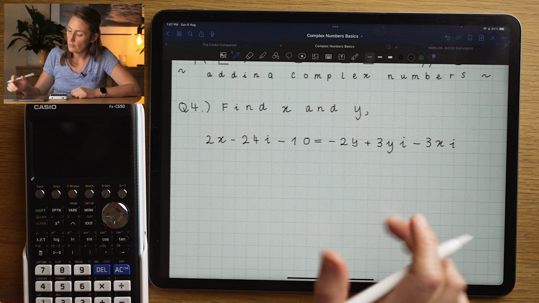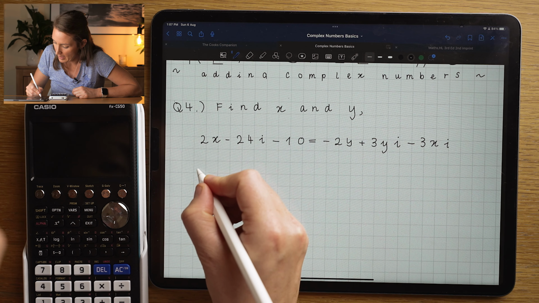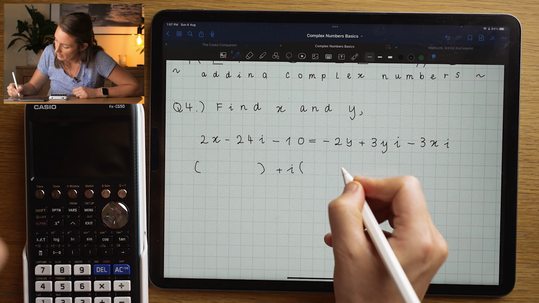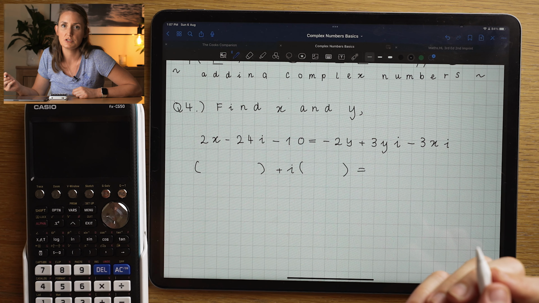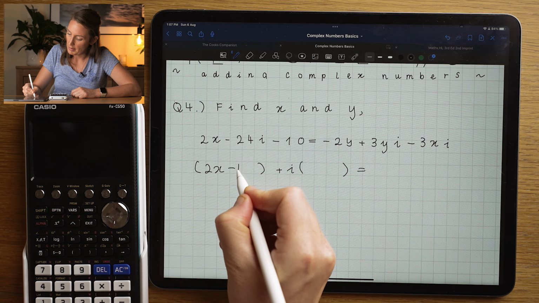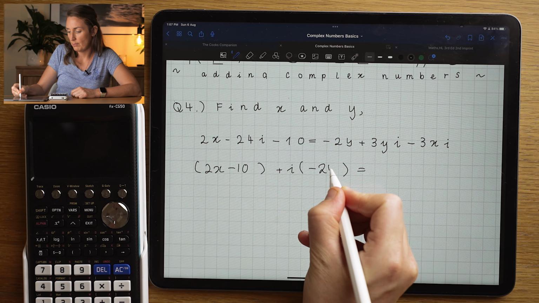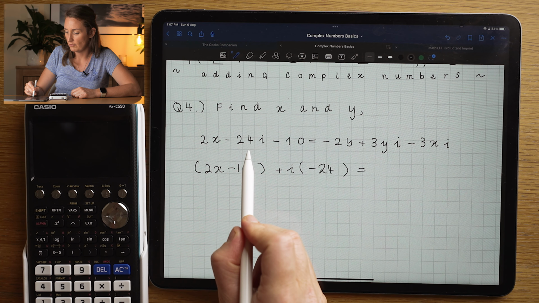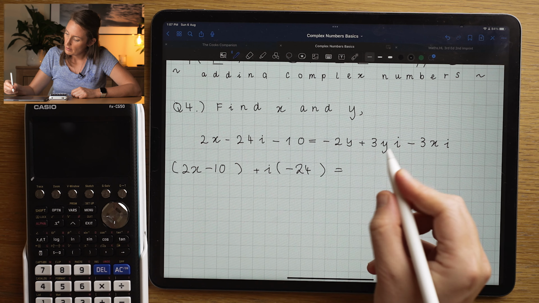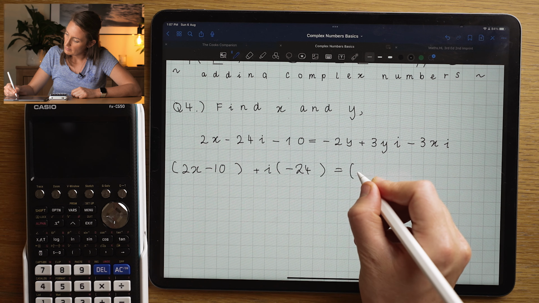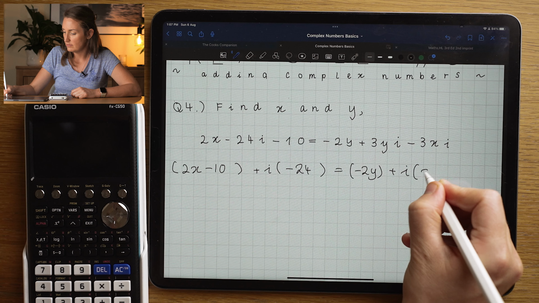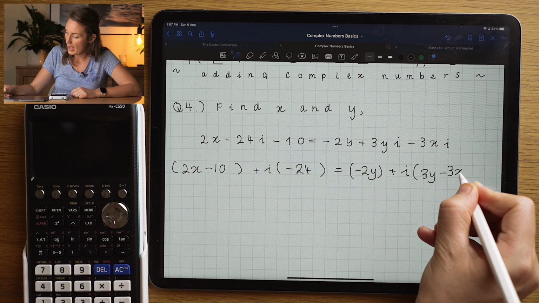Similar example here, we're going to set it up like this. We're going to have reorganized both sides into reals and imaginaries. And then that's going to give us two equations that we can set up. So here my reals are 2x minus 10. And here my imaginary part is minus 24i. On the right hand side, my real part is minus 2y. And my imaginary part is 3y minus 3x.